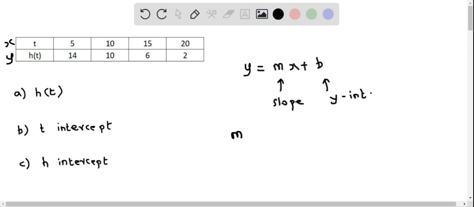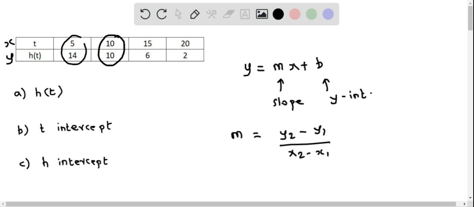So we will use the slope formula, that is m equals y2 minus y1 over x2 minus x1. To determine the slope, we can take any 2 points and put them in the formula. Let me take this point as x2, y2, and let me also take this first point as x1, y1.